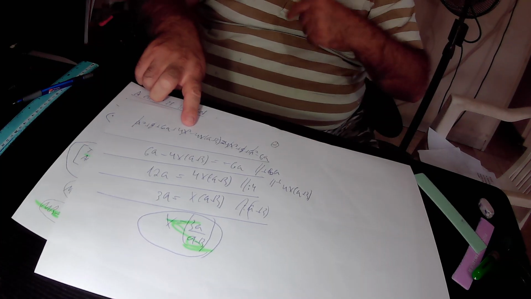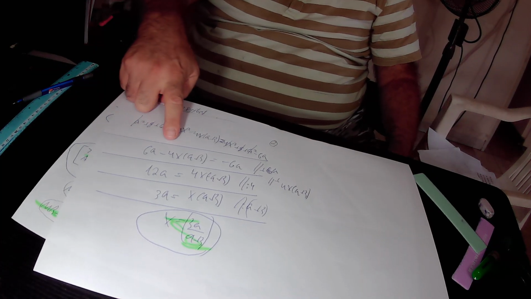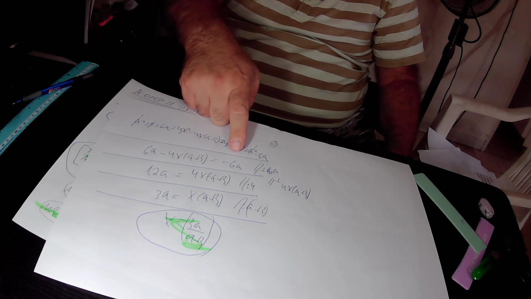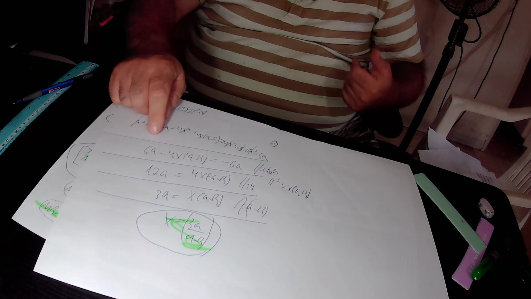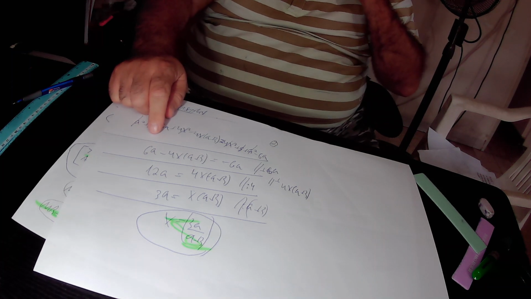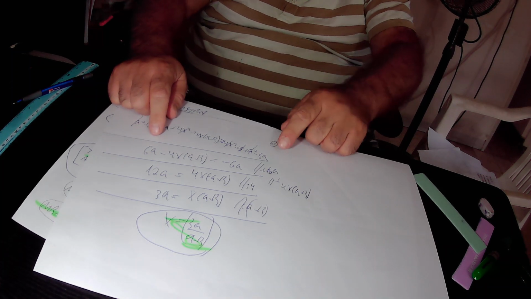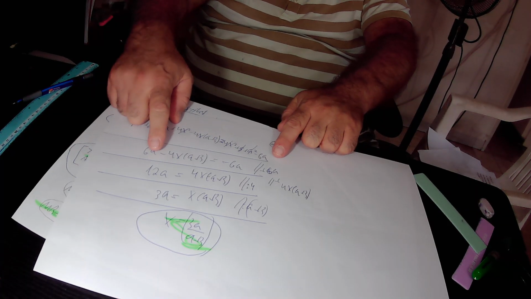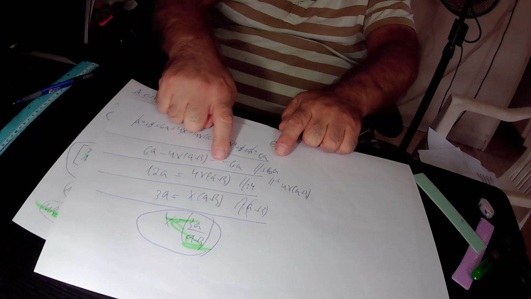On this side of the equation, we are left only with 6a minus 4x times (a plus 3), while on the other side of this equation, we are left only with minus 6a. Here we added 6a and also 4x times (a plus 3) simultaneously to this equation, and finally found out that 6a plus 6a is 12a, so 12a equals 4x times (a plus 3).